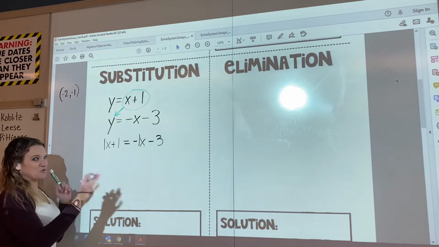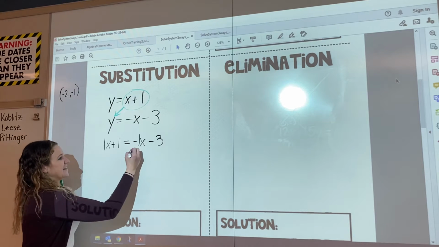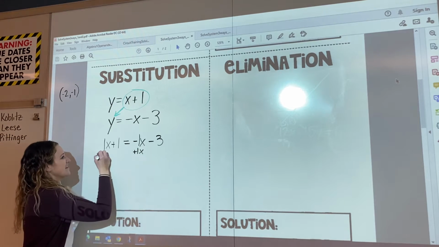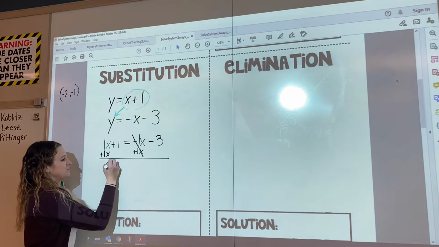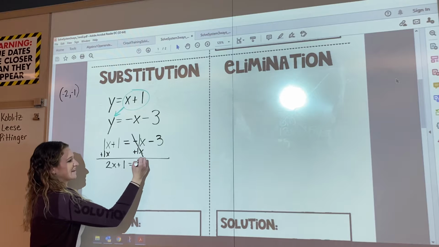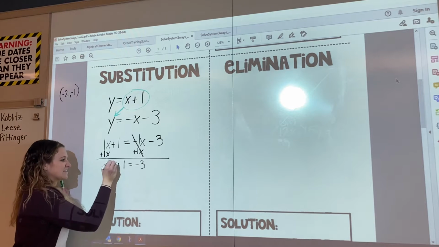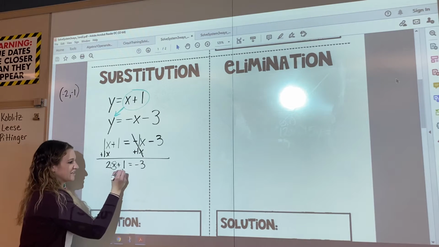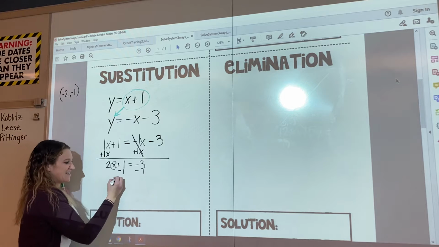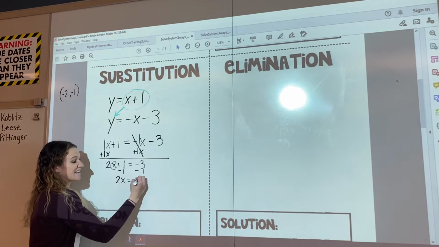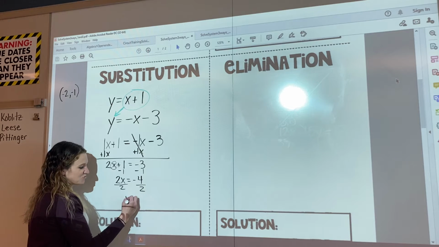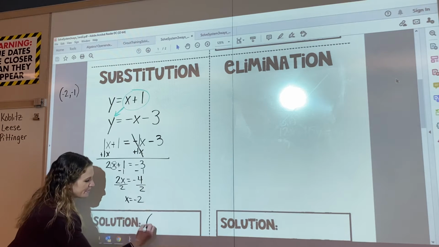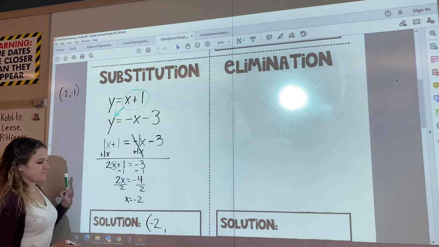Now I need to move stuff. I'm going to take this x and add it to the other side. That goes away, giving me 2x plus 1 equals negative 3. Next, I'm still trying to get this x by itself, so I need to subtract 1 on both sides. 2x equals -4, and when I divide by 2, x equals -2. All right, so far so good.